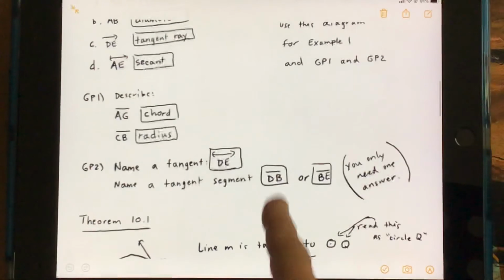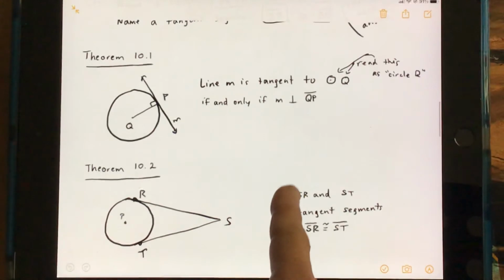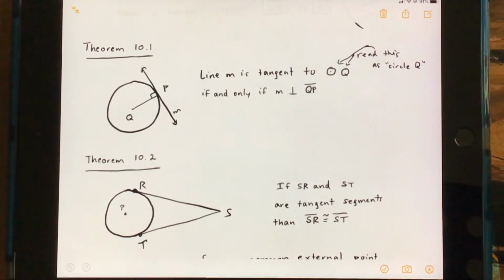Now we'll move into some problems where we are going to use this information and some theorems to answer questions that arise in the context of circles. Theorem 10.1, which I would like you to write down in your paperwork for your guided practice problems. Theorem 10.1 says that line M is tangent to circle Q if and only if line M is perpendicular to QP. It must be the case that line M is perpendicular to radius QP on that circle. Otherwise, if it were not, it would actually cut through that circle at 2 points and it would become a secant rather than a tangent.